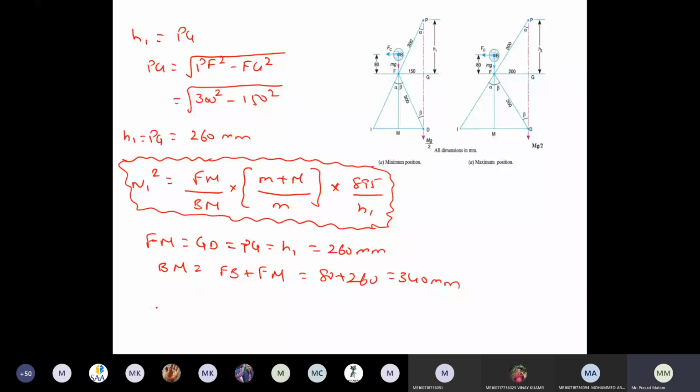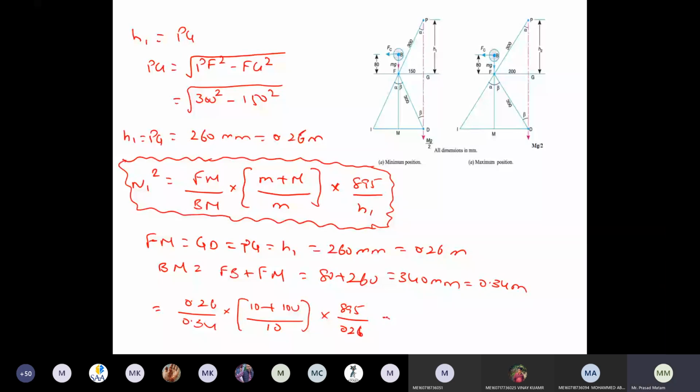Now substitute all the values here in this equation. Write in terms of meters. Don't write in mm. This is 0.26 meter. This is 0.34 meter. So FM by BM is 0.26 by 0.34. Mass of the ball, how much have they given? 10 kg. Central load is 100 kg, so (10 plus 100) by 10 into 895 by h1. That is 0.26 meters. 260 mm is equal to 0.26 meter.